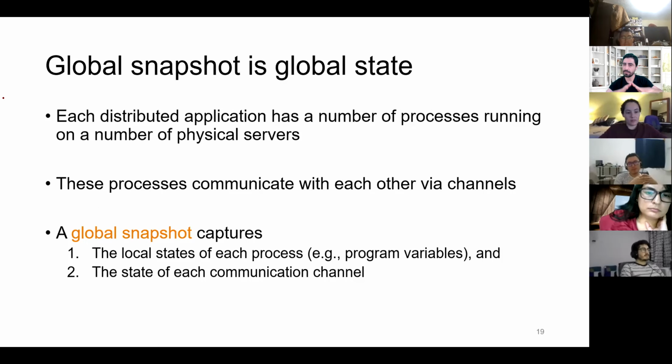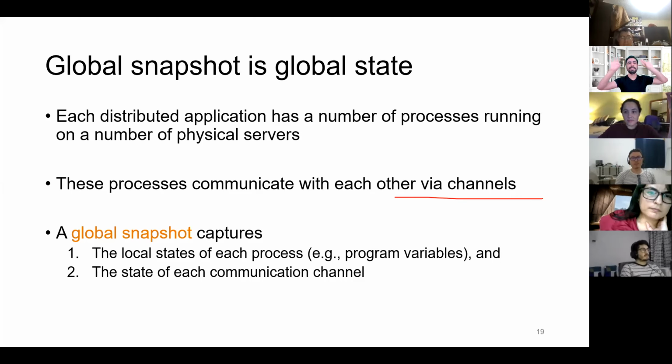Again, I mentioned the global state is the global state of your distributed system. As Fernando was talking about, a distributed system is set up of different processes, physically located in different places, communicating through network communication, or you can say via channels. So a global snapshot captures the local state of each process. Imagine that banking example, New York, San Francisco, two different locations. The global snapshot captures the local state of each process, let's say program variables, and the state of each communication channel.